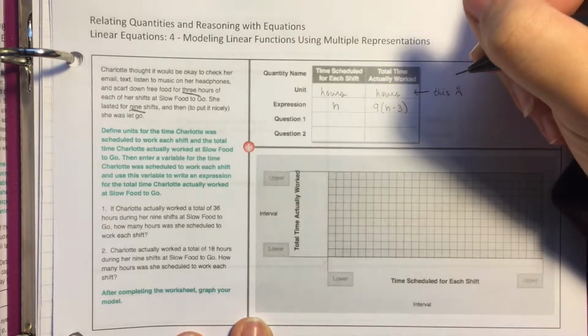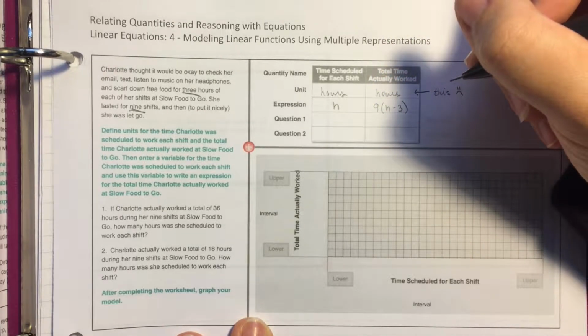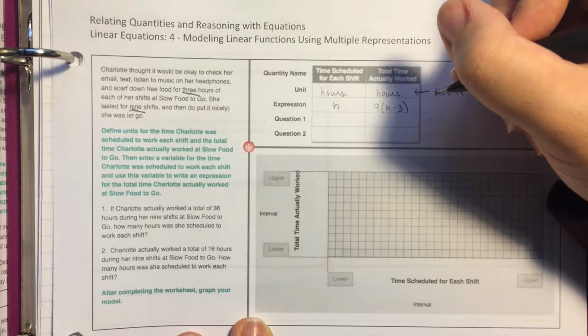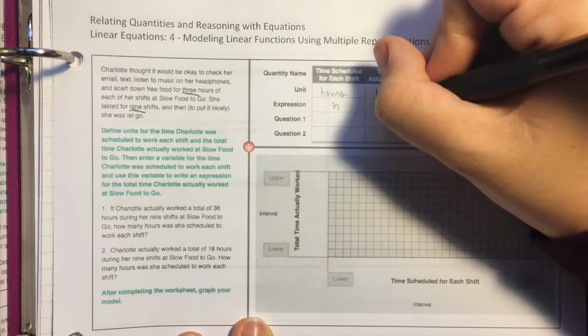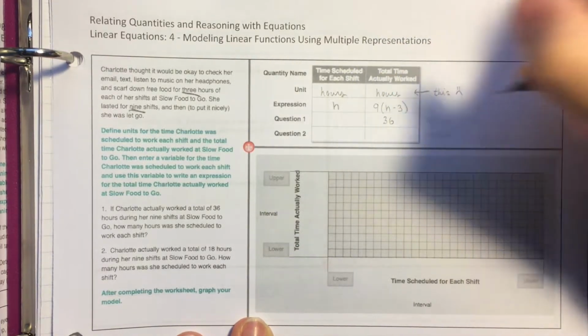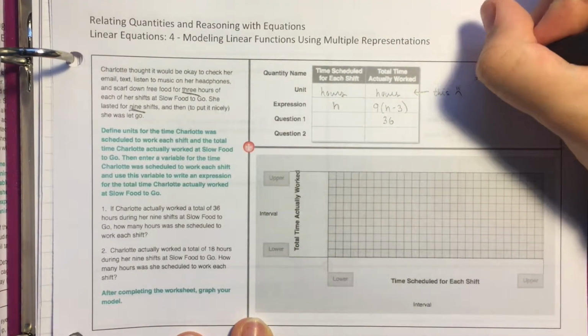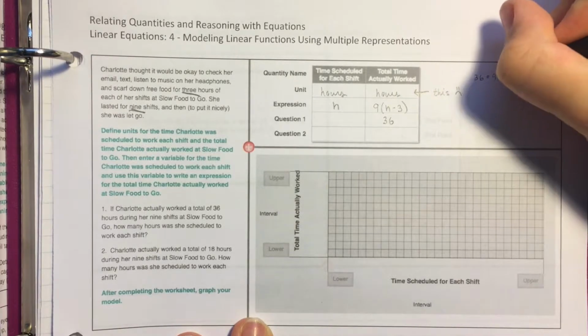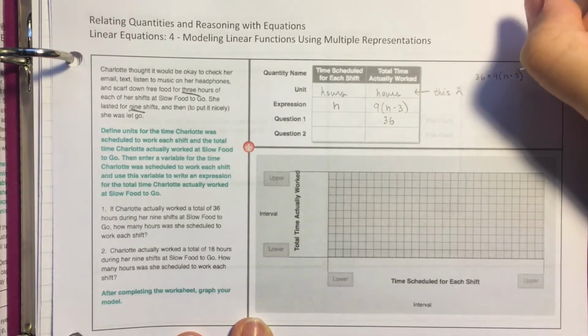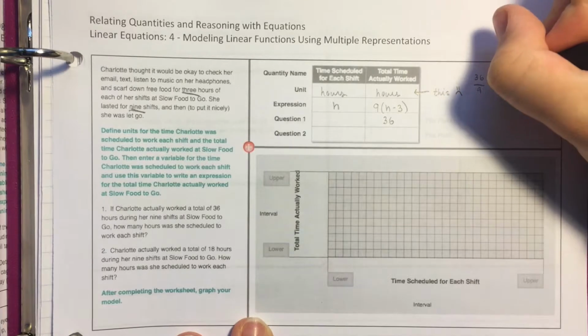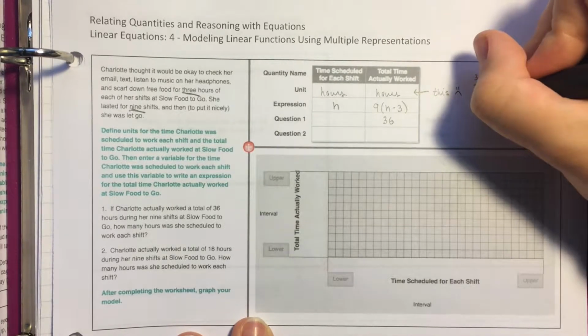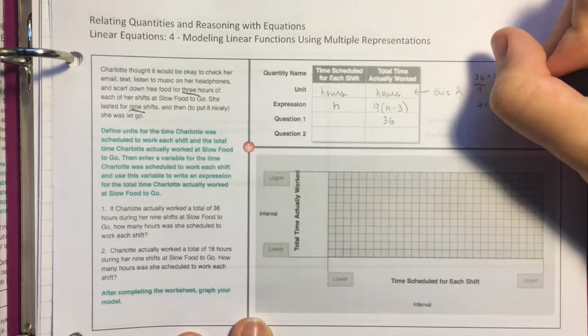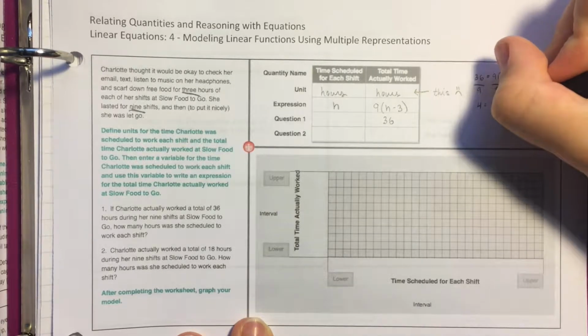So our first variable is h for time scheduled in hours. However, in terms of the equation, it's also an h. This is really misleading, so just be careful. Reading through the problem, the 9 comes from the number of shifts, and the -3 is the 3 hours that she's not working per shift.